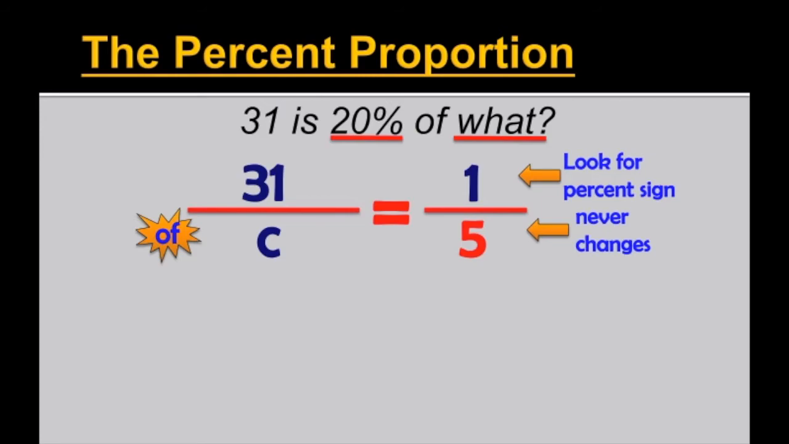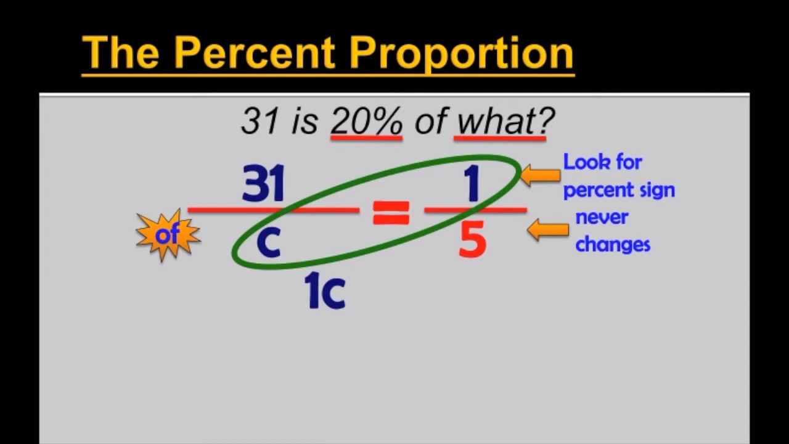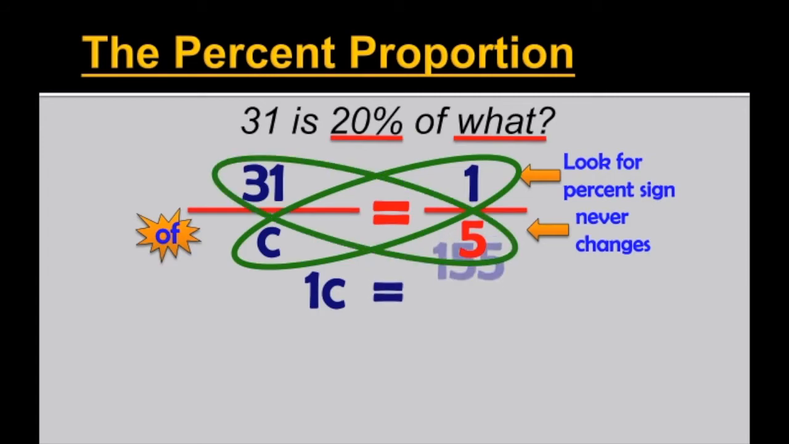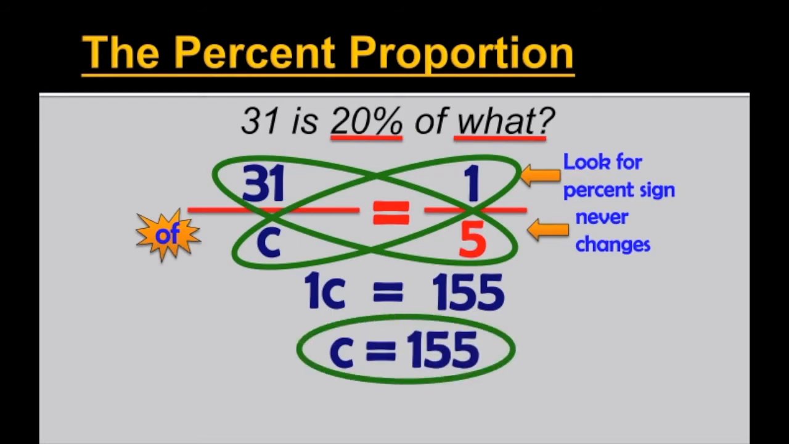So now we just cross multiply then divide. So we'll multiply 1 times c, which gives us 1c. We bring down our equal sign. And then 5 times 31 is 155. There's no real division that needs to be done because 1c is just c by itself. So we know that equals 155, and that's our answer.